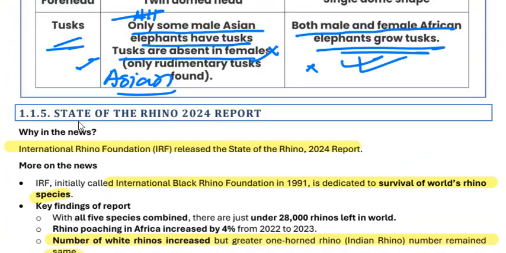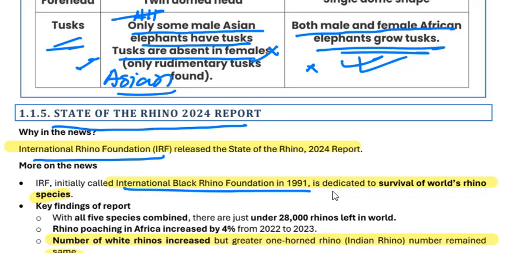Next is State of the Rhino Report 2024. The International Rhino Foundation released the State of the Rhino 2024 report. Why is it news? Because initially the International Rhino Foundation in 1991 declared to ensure the survival of the world's rhino species. Black rhino we'll see later. What are the key findings of the report?